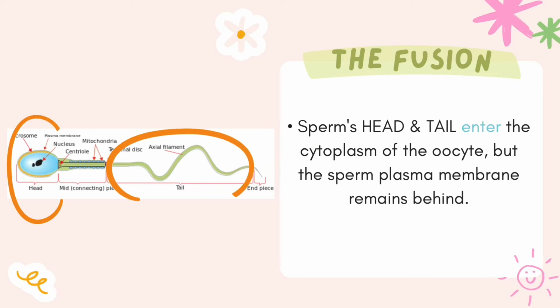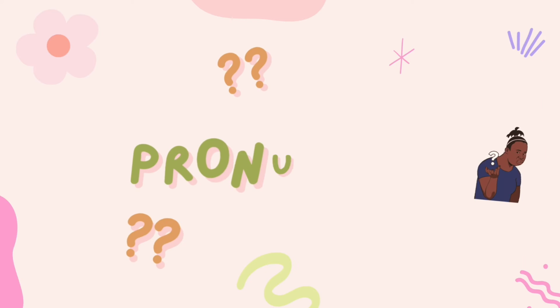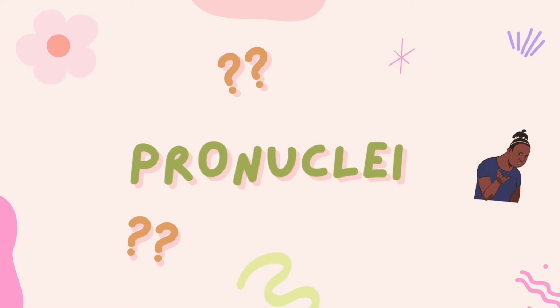Now, let's move on to the fusion of the oocyte and the sperm. The sperm's head and tail will enter the cytoplasm of the oocyte, and its plasma membrane will remain behind, meaning that the sperm's nucleus will get into the oocyte, and that's how the sperm releases its genetic material into the egg cell. Also during the fusion, the oocyte completes its second meiotic division, which results in the formation of the mature ovum and the second polar body. After that, the formation of the pronuclei will slowly begin.